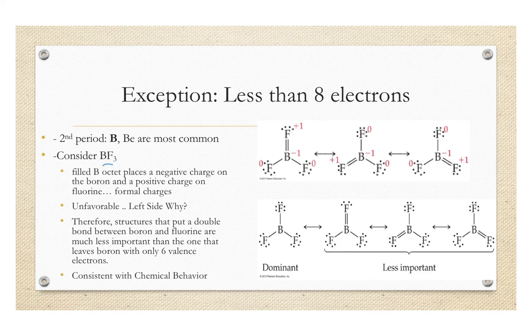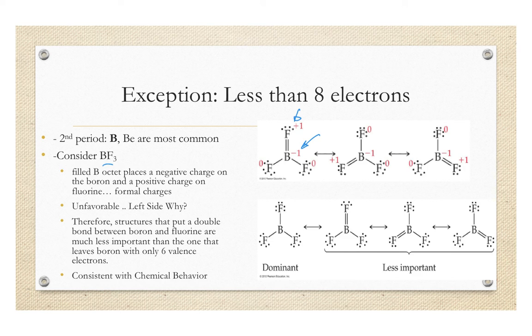If we fill boron with an octet, if we put 8 around it, it actually ends up putting a negative formal charge on the boron and positive on the fluorine. That is unfavorable. Why? Because again, we have formal charges on the atoms.